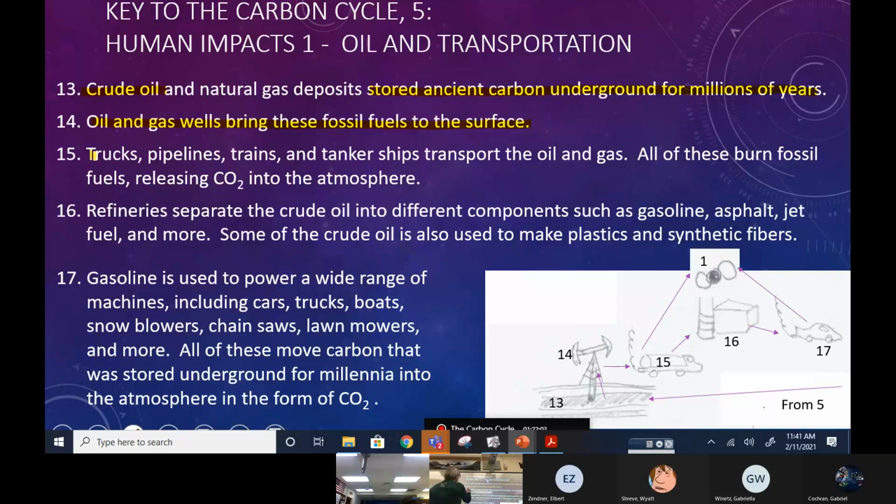We have different ways of transporting the oil. I've drawn a truck there, but it could have also been a pipeline that might be 1,000 miles long. We have pipelines that carry oil from Canada to Louisiana. So we also have trains. We have these giant tanker ships. A crude oil tanker ship carries millions of gallons of oil at once. And all of these are going to burn fossil fuels, releasing more CO2 into the atmosphere. But the big idea is that we're just moving the oil and gas from the well to the refinery.